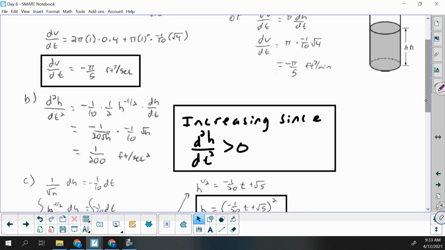So multiply the 1/2 out front. H will now be raised to the negative 1/2, and then times the dh over dt. Well, that h to the negative 1/2 goes to the denominator. dh over dt can be replaced with the negative 1/10 square root of h. The square root of h's divide out, and when you multiply those together, you get 1 over 200 feet per second squared. Because that is positive, our rate must have been increasing.